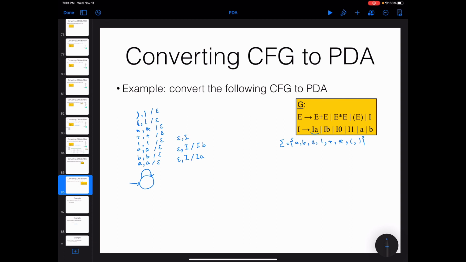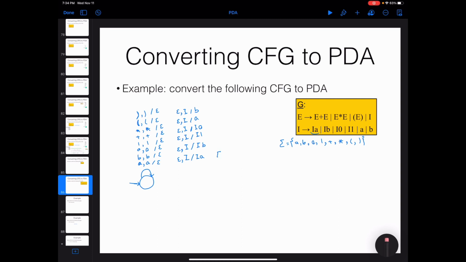You can replace it with 1 and I. You can replace it with 0 and I. You can replace it with A. You can replace it with B. So these are all the transitions for I. I need to add all the transitions for E as well.